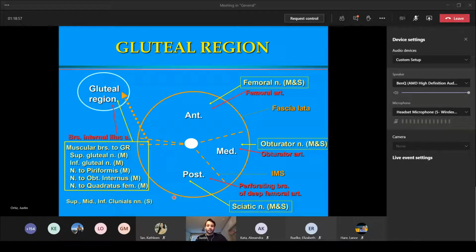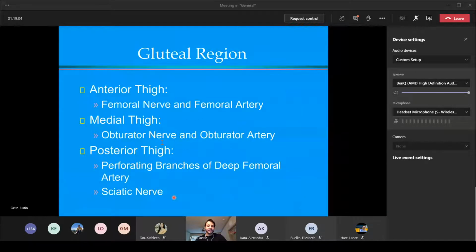I put this in a little slide right after to make it easier, because I felt like a lot was going on here, so I simplified it. Basically this is what he said on the last slide. The femoral nerve and femoral artery are going to take most of the anterior side of the thigh. The medial thigh is going to be obturator nerve and obturator artery. And the posterior, in regards to artery, is going to take the perforating branches of deep femoral artery.